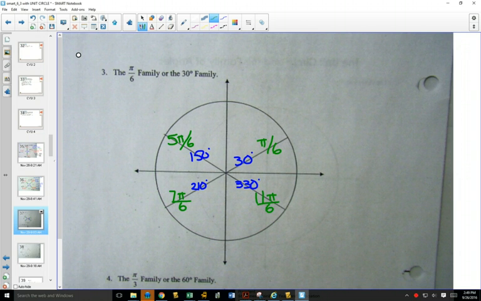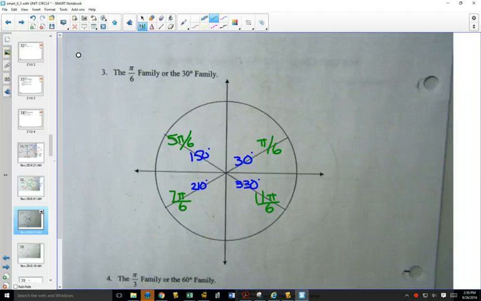How did you do with the radians? 5 pi over 6, 7 pi over 6, 11 pi over 6. For figuring those out, did anybody use pi minus to figure them out? So if you use pi minus, well now to get a common denominator, pi would be 6 pi over 6.